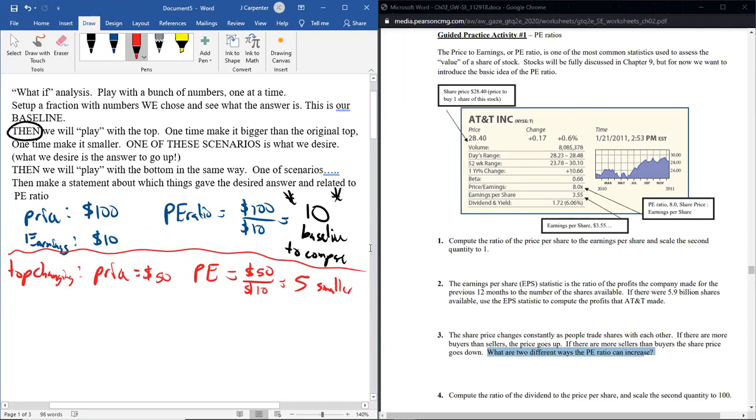Is that what we desire? We want it to increase, so no. So that's not what we want. So that was making the price smaller. We went from 100 to 50. I could have gone from 100 to 99. I could have gone from 100 to 90. I could have gone from $100 to $1.